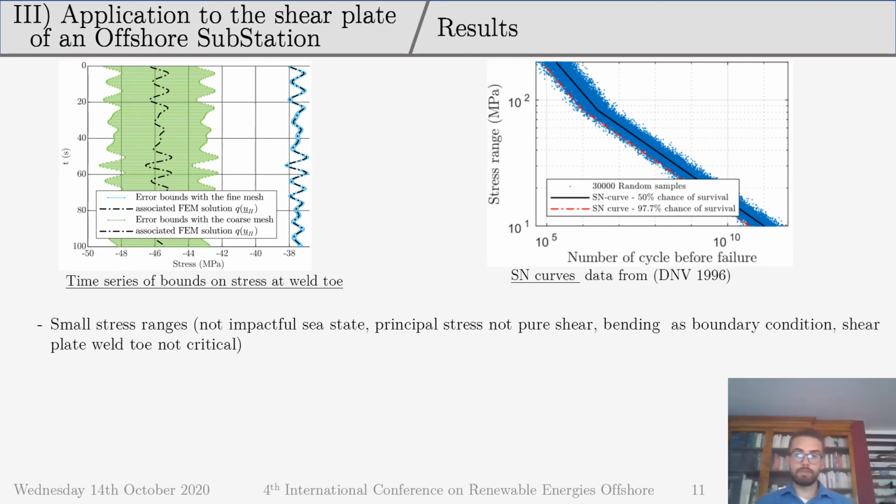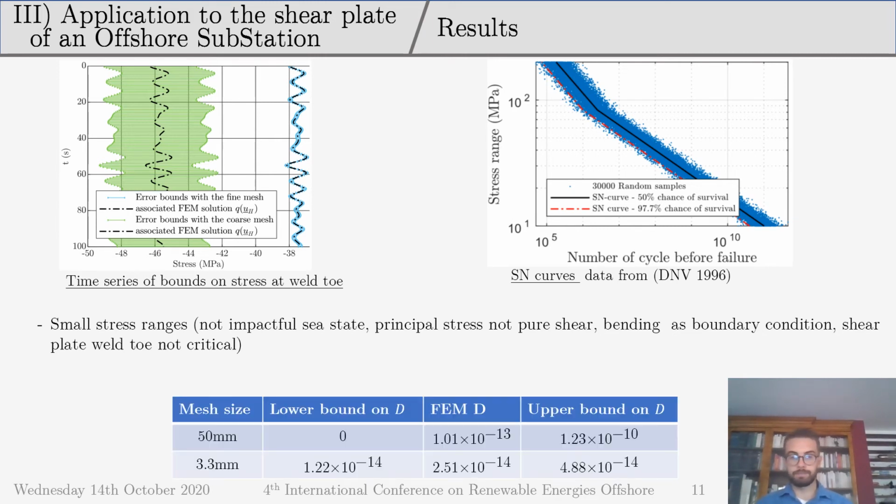So these small stress ranges may be due to a sea state that was not impactful, or also because principal stress may not be in pure shear. Also, it may be because we only use tensile stress and bending stress should be added as a boundary condition as well. And finally, the shear plate weld toe may not be a critical part of this offshore substation.